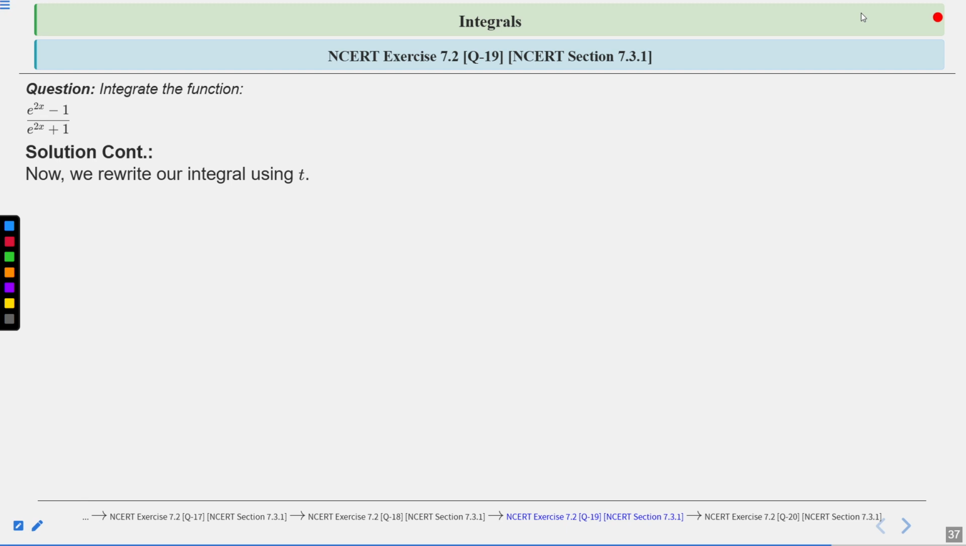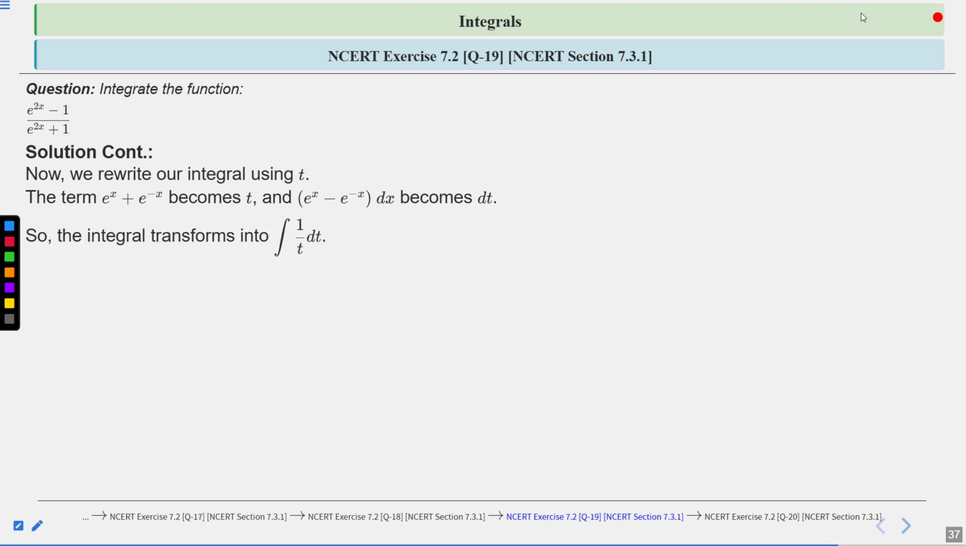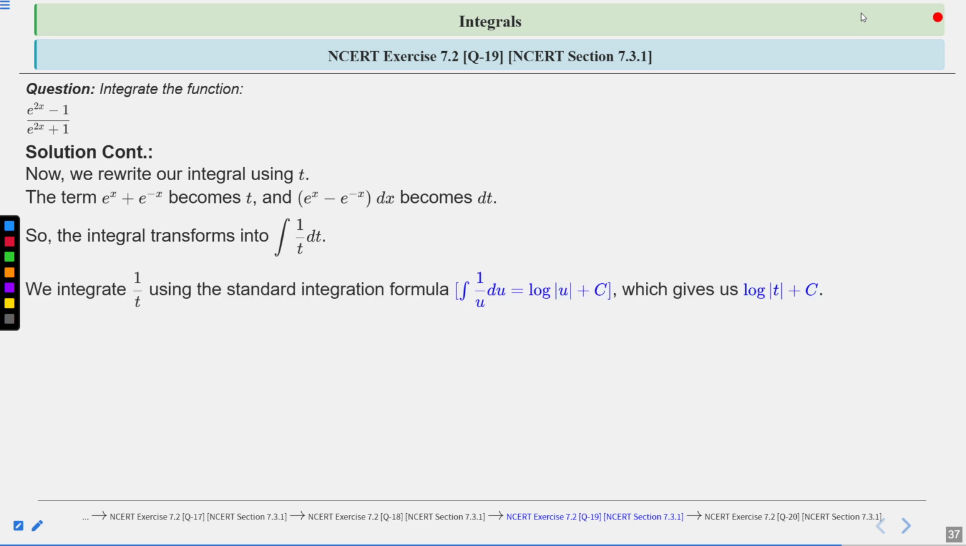Now we rewrite our integral using t. The term e to the power x plus e to the power minus x becomes t, and e to the power x minus e to the power minus x dx becomes dt. So the integral transforms into integration of 1 by t dt. We can integrate 1 by t using its standard integration formula, which is integration of 1 by u du is log mod u plus c, which gives us log mod t plus c.